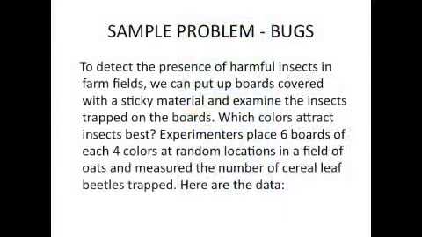Sample problem. Bugs. To detect the presence of harmful insects in farm fields, we can put out boards covered with a sticky material and examine the insects trapped on the boards. Which colors attract insects best? Experimenters place 6 boards of each of 4 colors at random locations in a field of oats and measure the number of cereal leaf beetles trapped. Here are the data.